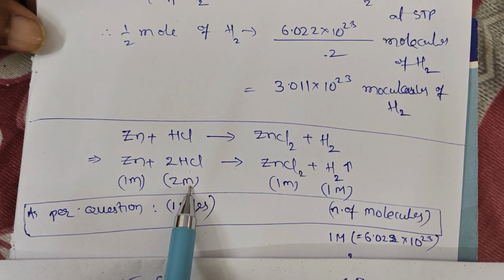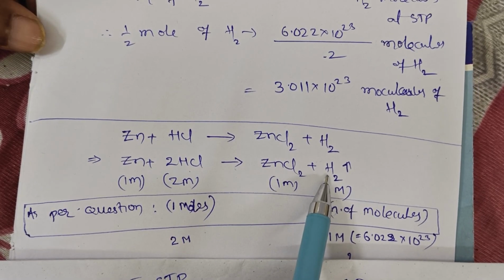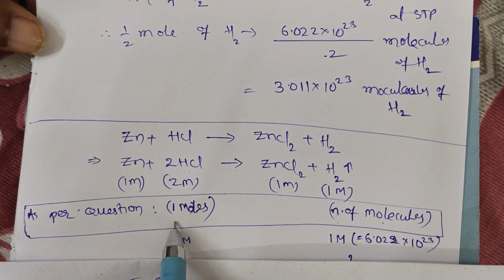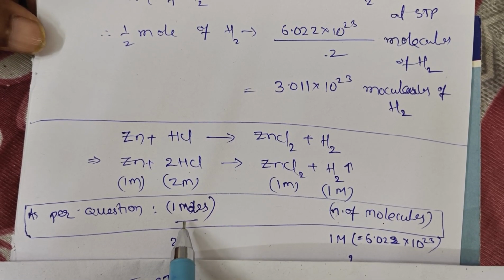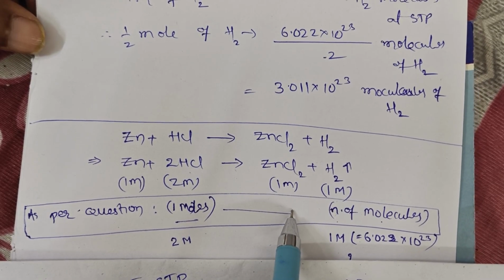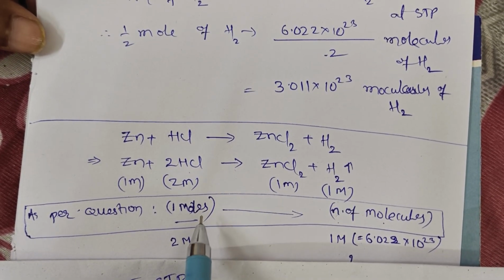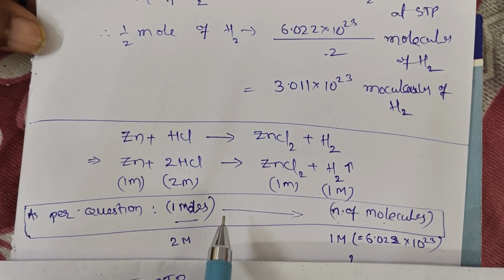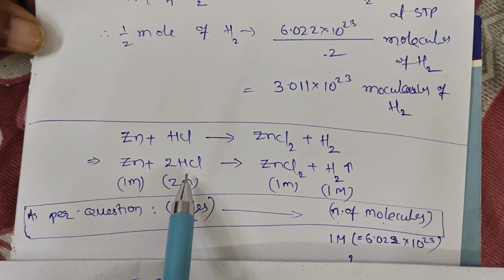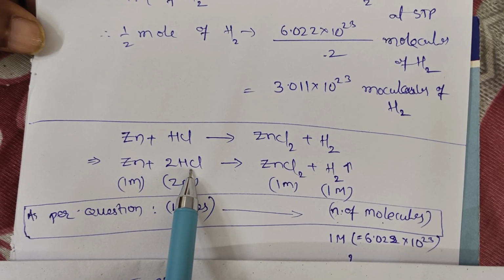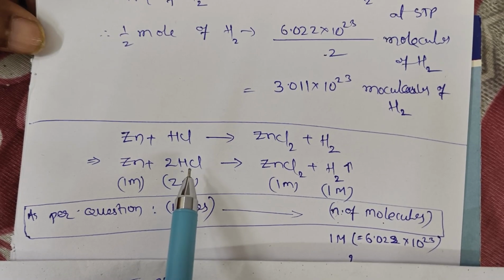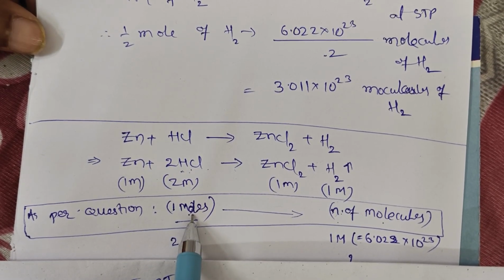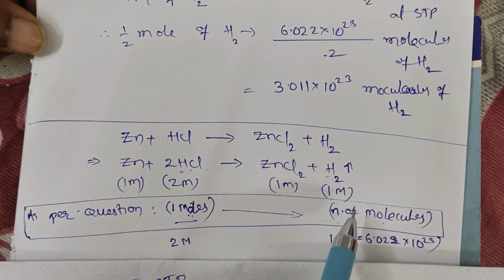So they gave HCl in moles and are asking for hydrogen in number of molecules. This is called the relationship, moles versus number of molecules. First of all, you should find out this relationship, whether it is mass, moles, or volume. So they gave HCl in moles, saying 1 mole of HCl, and they are asking for hydrogen in number of molecules. So it is moles versus number of molecules.